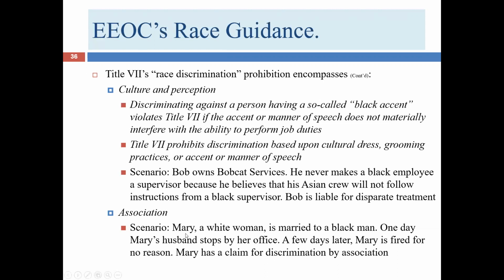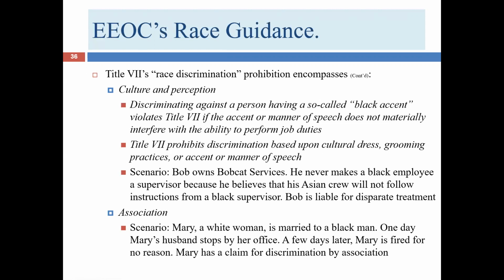So in this example, we have Mary. She's Caucasian. She's married to an African American man. One day, her husband stops by the office. A few days later, Mary is fired for no reason. If Mary can demonstrate that the place of employment didn't like the fact that she was involved in a biracial relationship, then she has a claim for discrimination by association.